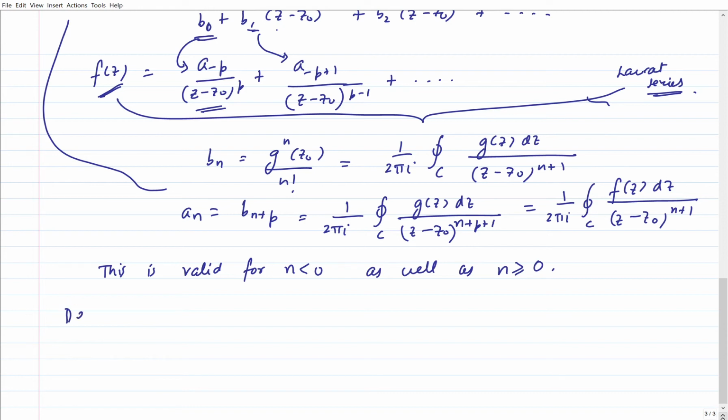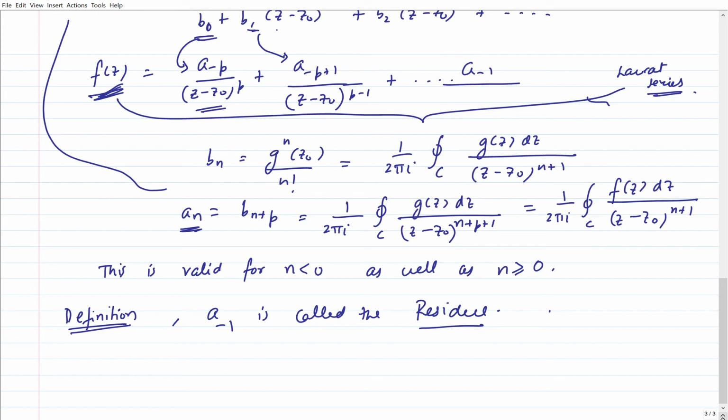And now comes a definition. We have these coefficients a_n. The coefficient a_(minus 1) is called the residue. That is just a definition. I expand f(z), and this coefficient a_(minus 1) is going to be called the residue.